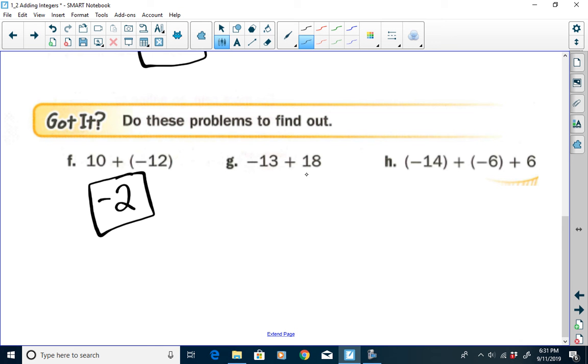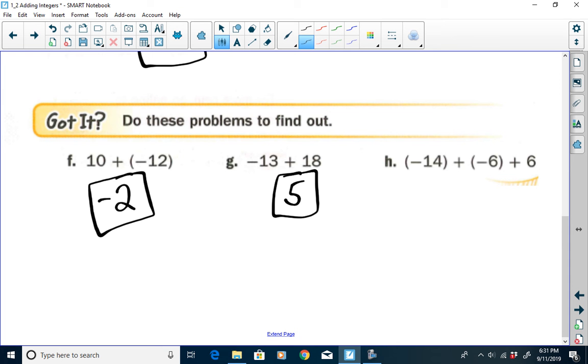Adding opposite signs once again, so we have to subtract their absolute values. Take the sign of the higher absolute value number. There are more positive than there are negative, so positive 5 is going to be my sum. All right, here I could recognize that the negative 6 and positive 6 are going to be 0, so my answer is going to be negative 14.